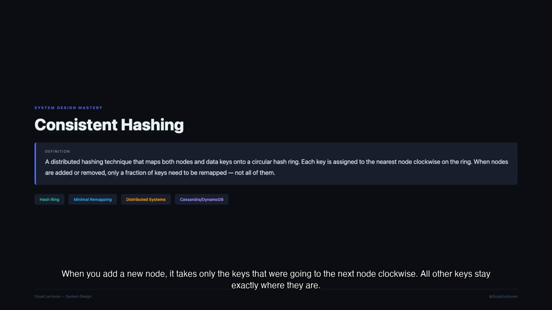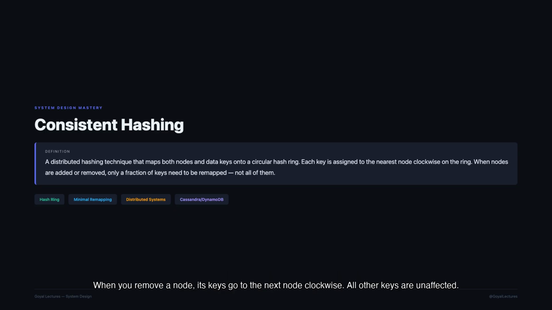Here's why it's elegant. When you add a new node, it takes only the keys that were going to the next node clockwise. All other keys stay exactly where they are. When you remove a node, its keys go to the next node clockwise. All other keys are unaffected. In a system with n nodes and k keys, adding or removing one node remaps only k/n keys, not all k of them.